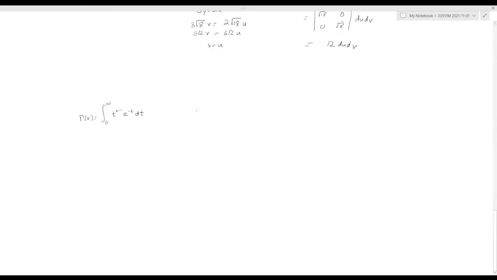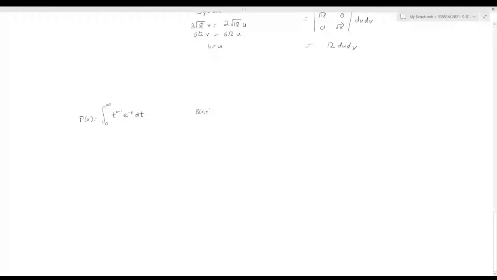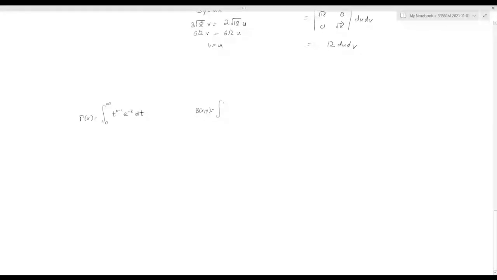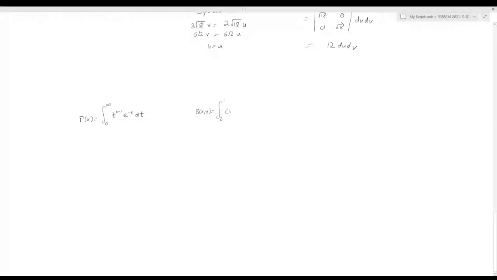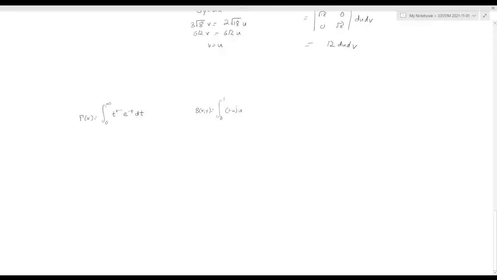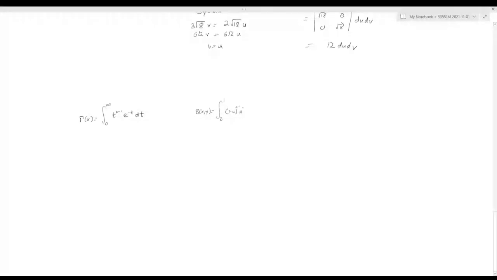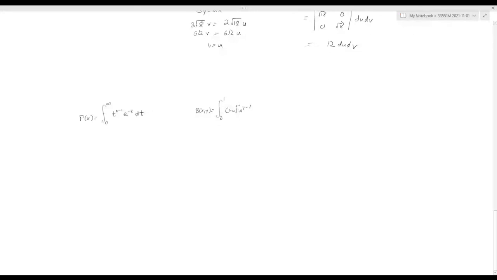Okay, now the beta function is a function of two variables. It's defined as the integral from 0 to 1 of, let's just use u, I guess, u to the x minus 1, 1 minus u to the y minus 1, I believe. Let's double check.